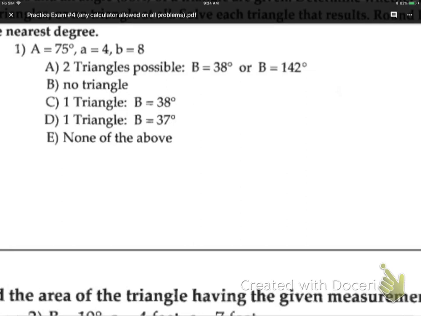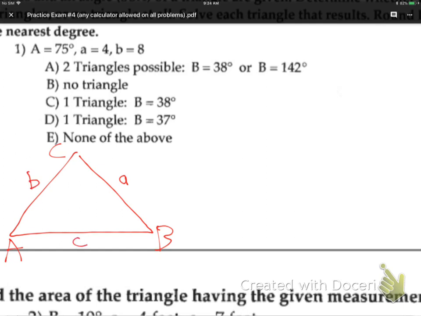Remember that? So I'll just draw it over here. It doesn't matter what it looks like. I'm going to put A here, B here, C here. You don't have to, that's what they usually did, but it doesn't really matter. The little a is across from the A, the little b is across from the B, and the little c is across from the C. That's what matters, right? A across from A, B across from B, C across from C.